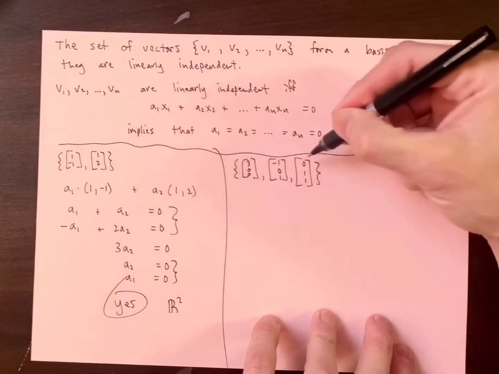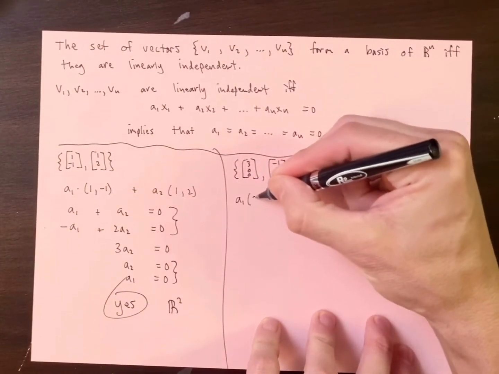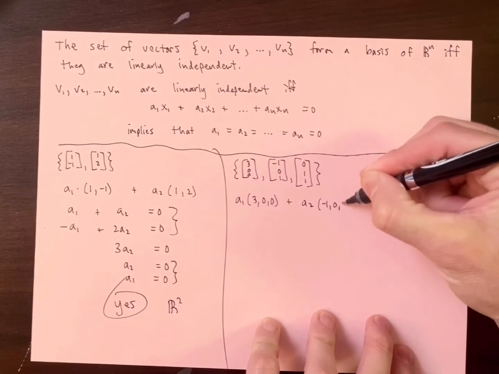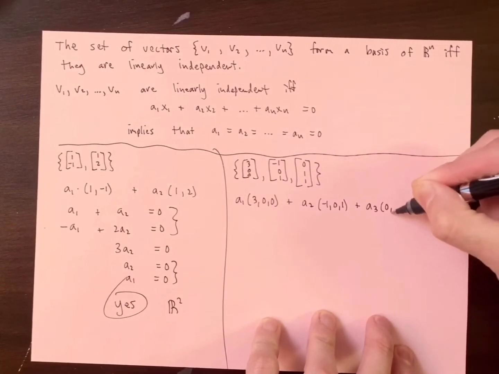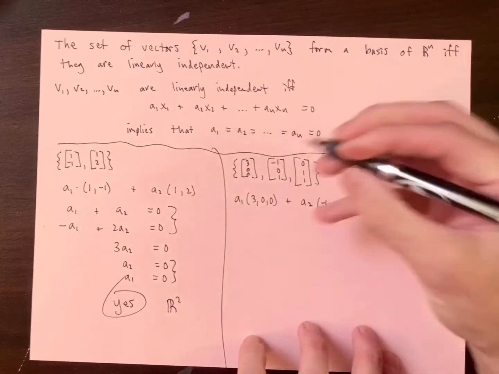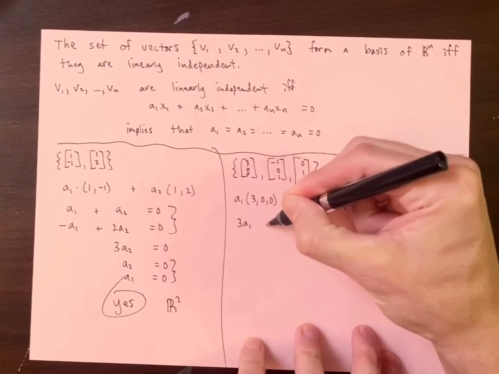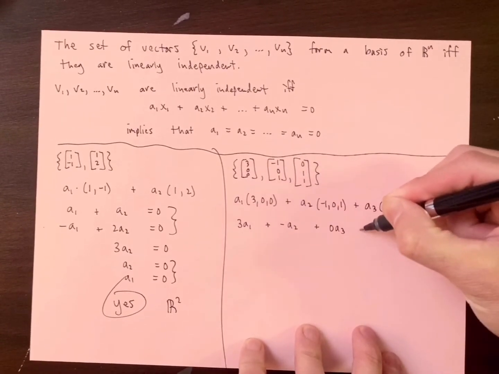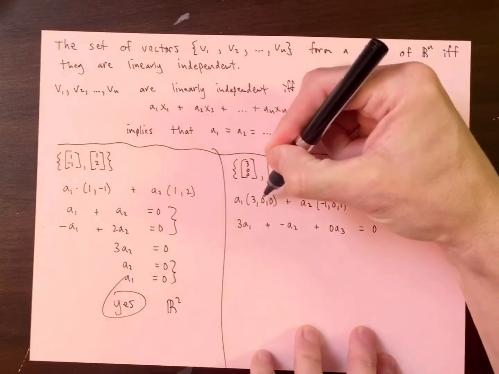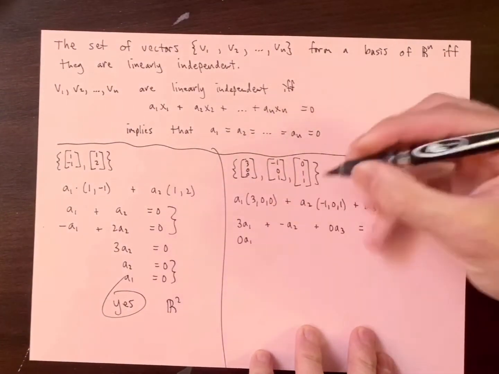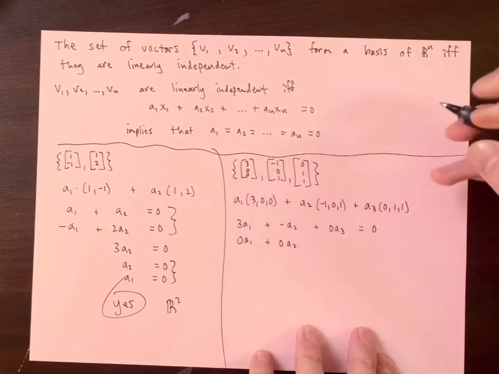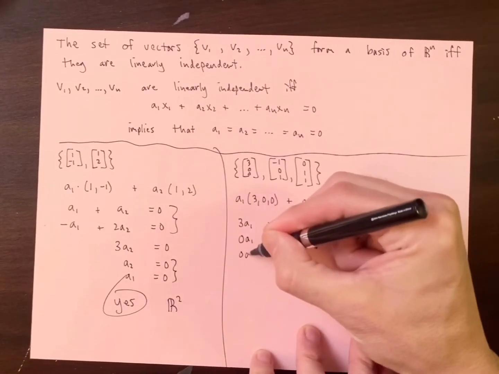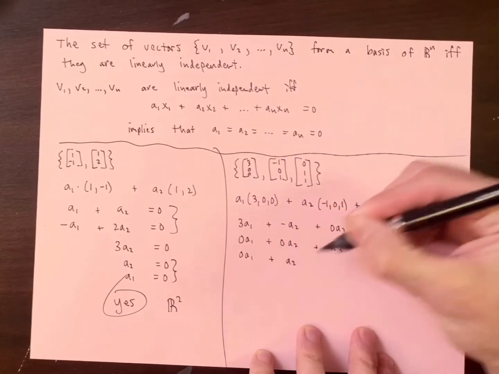Let's try the same thing, but this time we are playing in R3. So we have a1 times (3, 0, 0), plus a2 times (-1, 0, 1), plus a3 times (0, 1, 1). Now the equations that we get from this are 3a1 plus -1a2 plus 0a3, always set equal to 0. And next we have 0a1 plus 0a2 plus 1a3 equals 0. And then we have 0a1 plus 1a2 plus 1a3 equals 0.